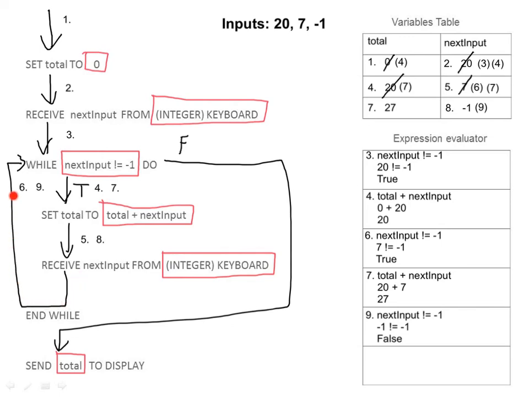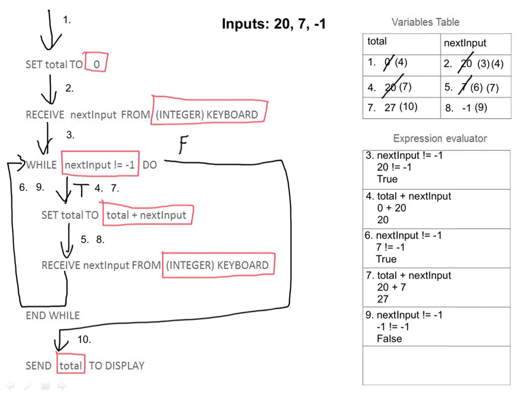So step 9, hits end while, brings us up to the top. So again, the last time we did this we were at step 6, but we're doing it again. We're now at step 9, and so once again we're evaluating this expression here. So we say step 9, next input not equal to -1. What is the current value of next input? We look up here, current value is -1, so we're saying -1 not equal to -1. Well, -1 does equal -1, so at last we've hit false, and that means that the next step we will do is follow the false to the next statement.